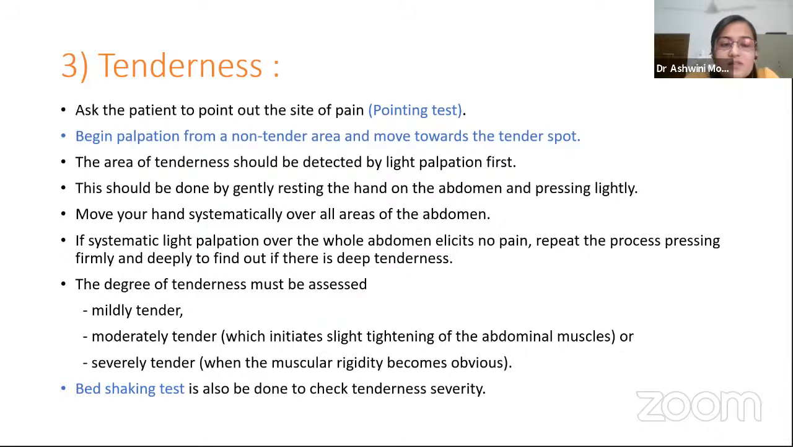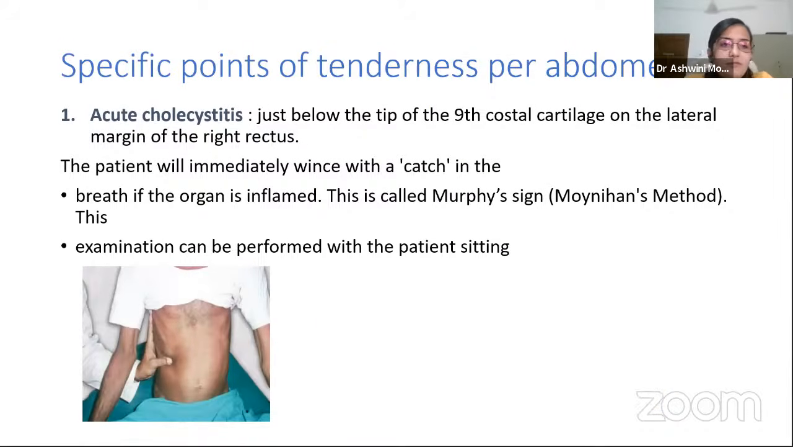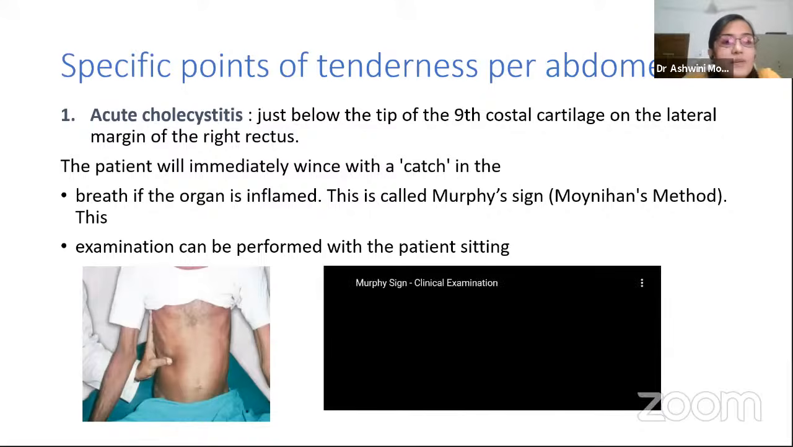How can you say that this is mild, moderate, or severe? Moderate tenderness initiates slight tightness of abdominal muscles, but in severe tenderness, muscle rigidity will become obvious. The patient will have severe pain, so voluntary contraction of the abdominal muscles will be there. So we can say it is severe tenderness at that time. We can do the bed checking test also. It is done to check tenderness severity. If it is more severe, then the patient will have pain while doing it.